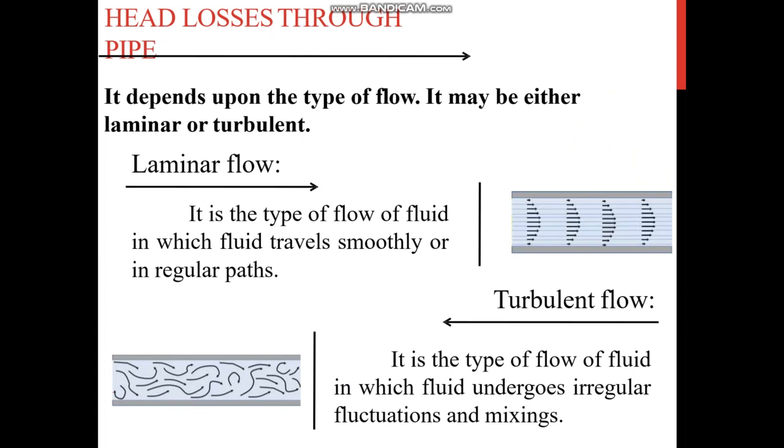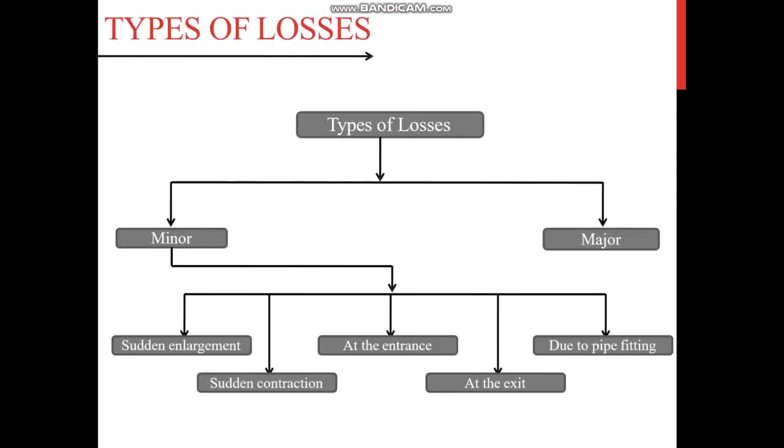You know that a streamline is the graphical representation of the fluid flow. The streamlines are parallel to each other in laminar flow, whereas in a turbulent flow the fluid undergoes irregular fluctuations and mixings. You can see in the figure that the streamlines are moving randomly and irregularly, and this kind of flow is called a turbulent flow.